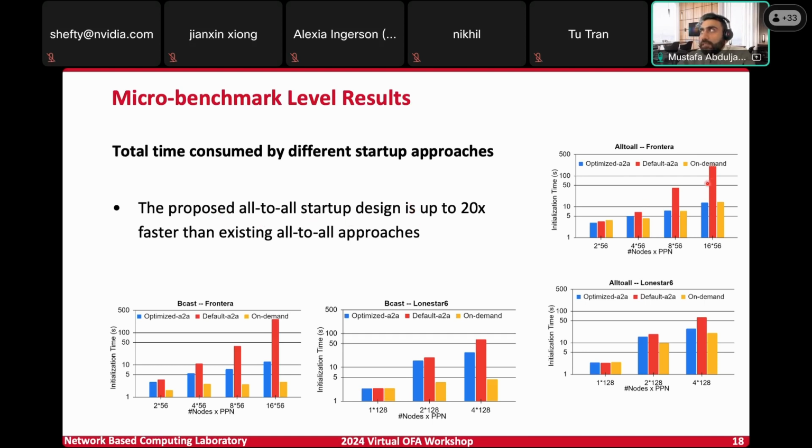So we see that there is a significant improvement with the optimized design. It's almost matching the on-demand connection establishment in the high scale that we've tested on with Frontera. And that is the 16 nodes with 56 ppn. And here we're measuring the OSU all-to-all latency. And also for when we do the broadcast operation, we are also seeing noticeable benefits comparing the red bar to the blue bar on both Frontera and Lonestar.